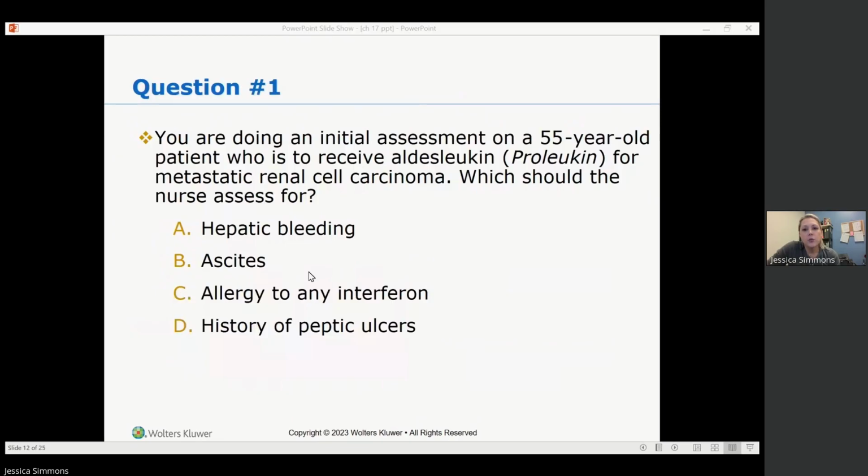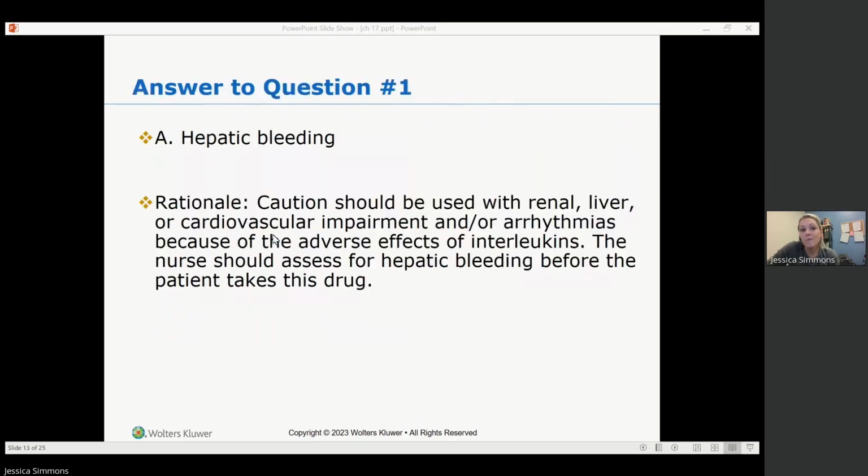So you are doing an initial assessment on a 55-year-old patient who is to receive aldesleukin, which we did not go over, and I'm not going to require you to know that answer.